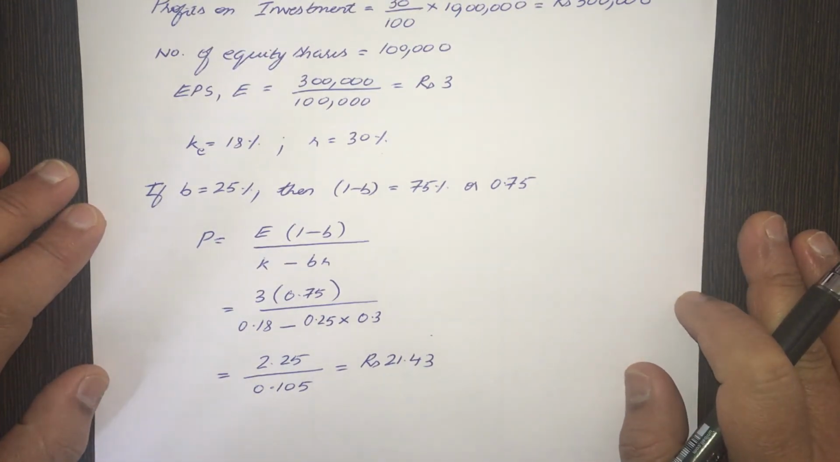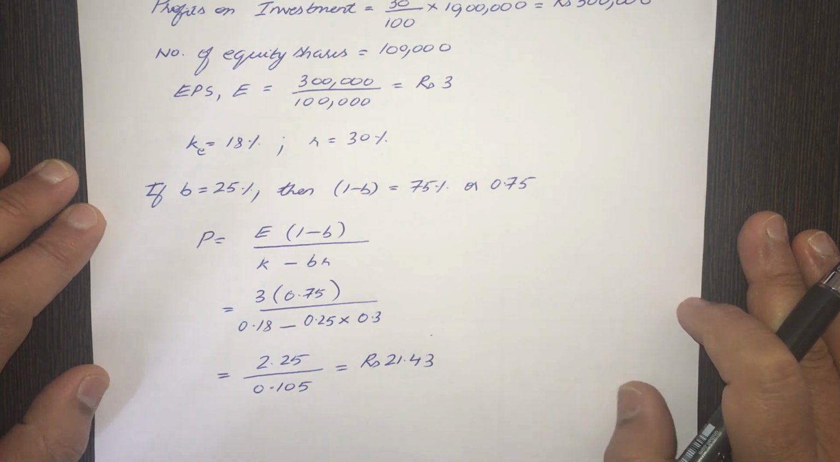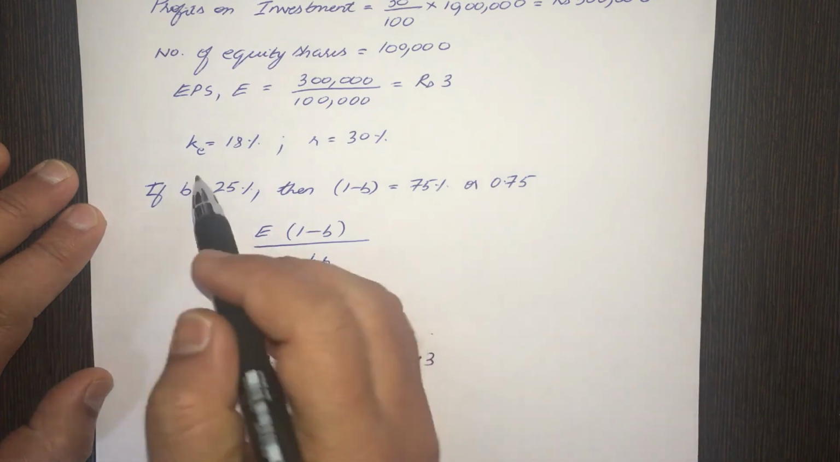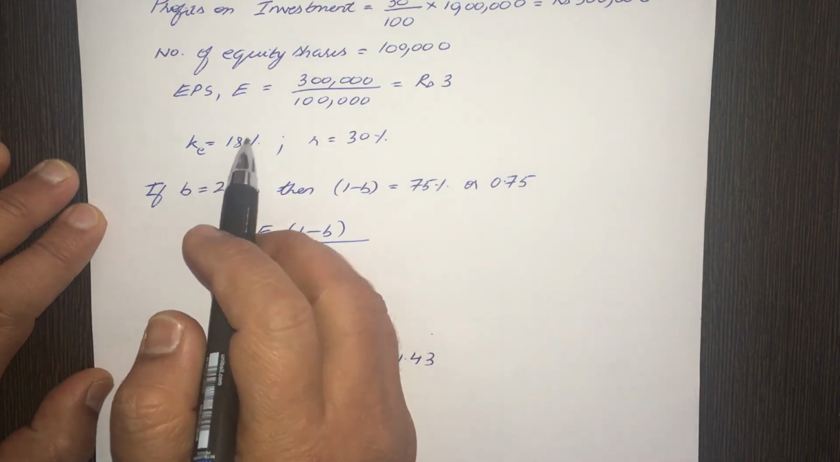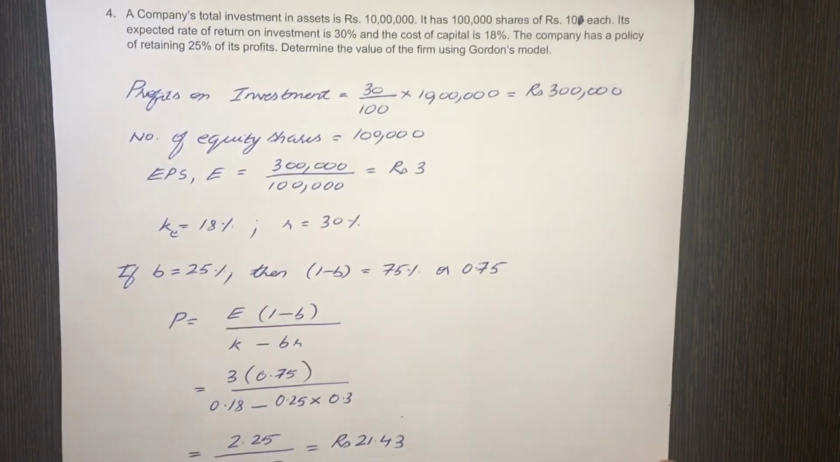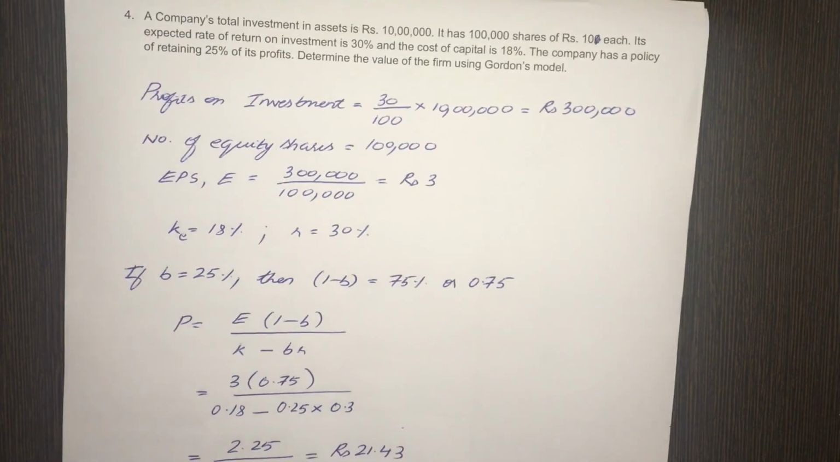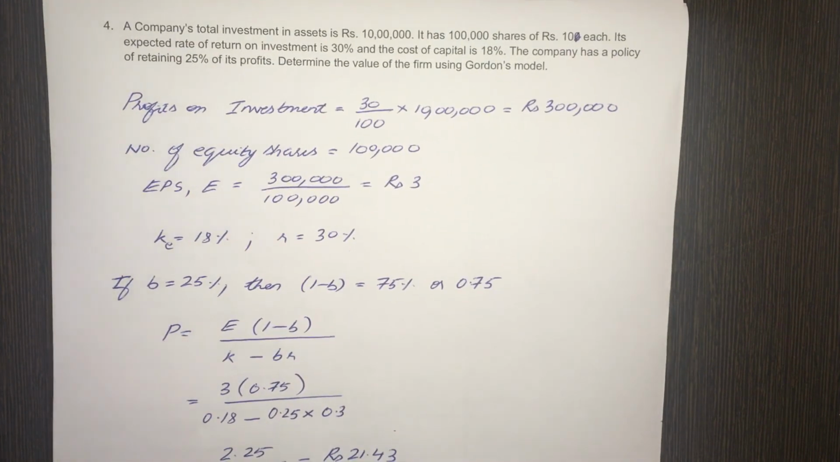All right, so you can find out the market value of the firm. V is equal to the operating profit divided by the overall cost of capital. In this case, it will be 18% only. Okay, so that's how you solve a problem using Gordon's valuation model.